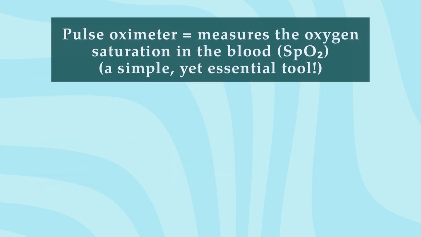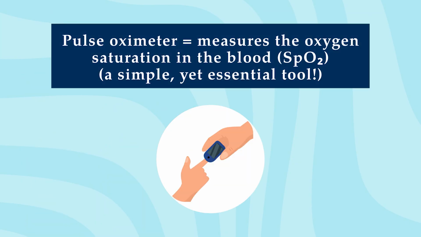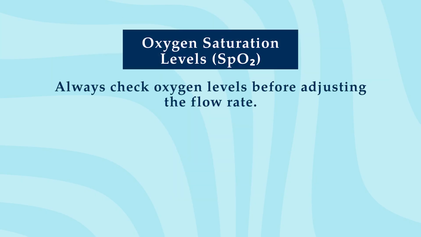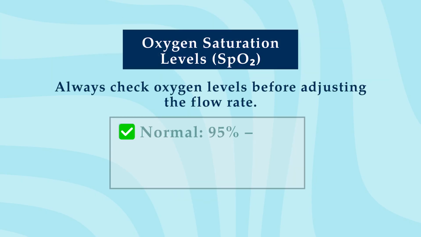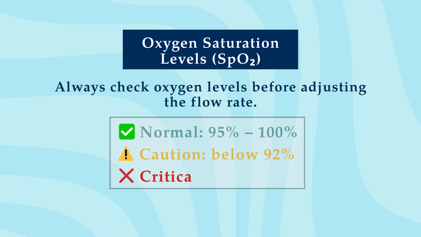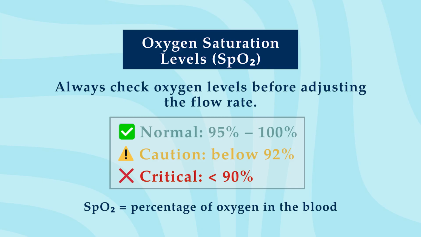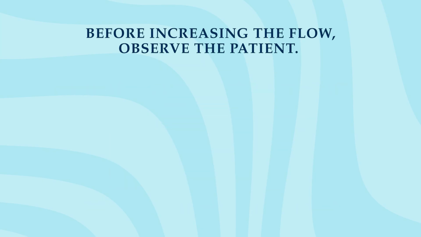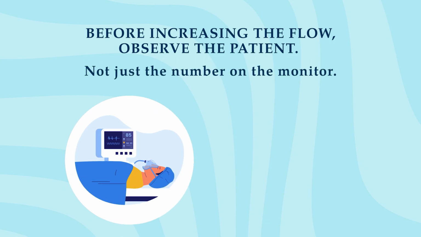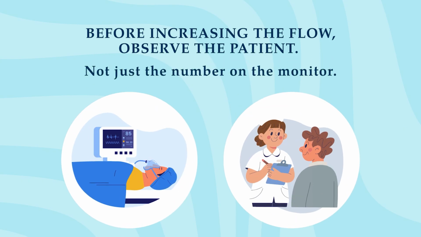To assess the effectiveness of oxygen therapy, we use the pulse oximeter, a simple but essential tool. Normal values range between 95% and 100%. Below 92%, the patient needs oxygen support. However, in patients with COPD, values between 88% and 92% may be acceptable because too much oxygen can suppress their natural drive to breathe. So before increasing the flow, observe the patient, not just the number on the screen.